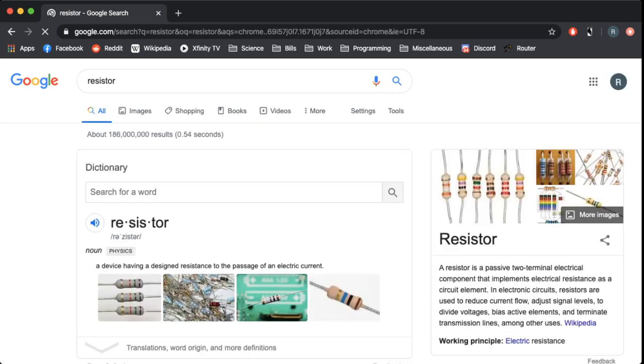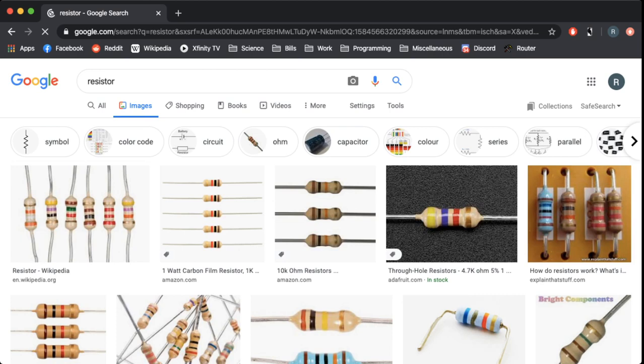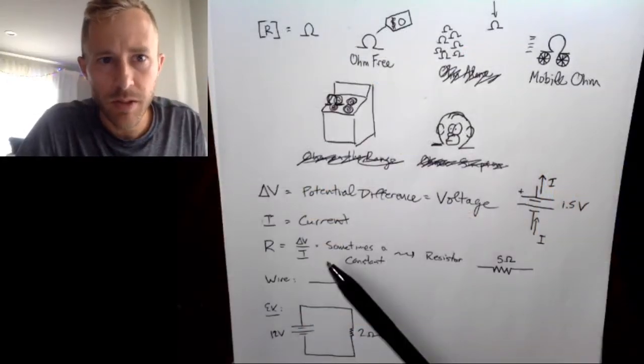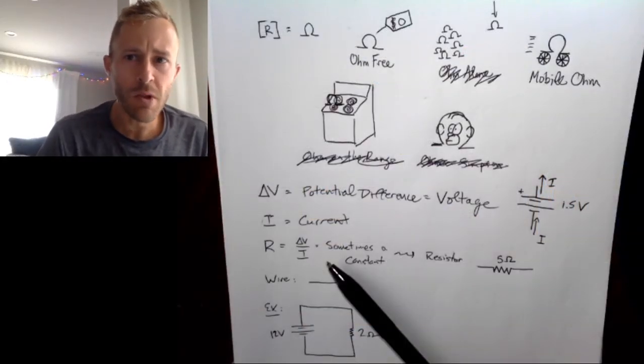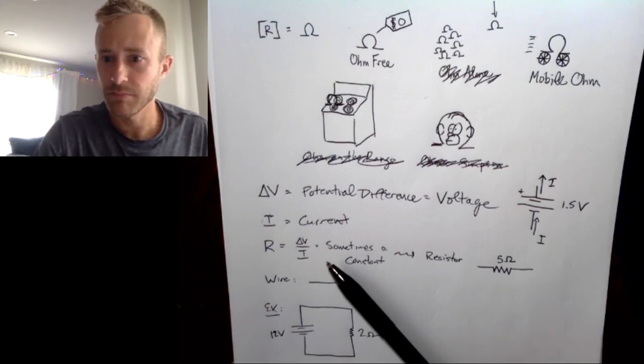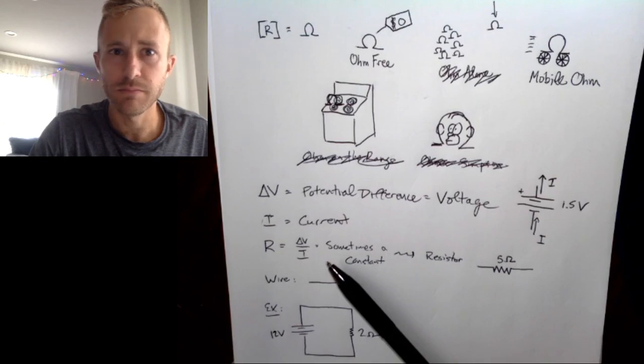If I show you a resistor, oh, we can see pictures of them right here. So that's what a resistor actually looks like. So you can go to the store and you can buy resistors. All right.